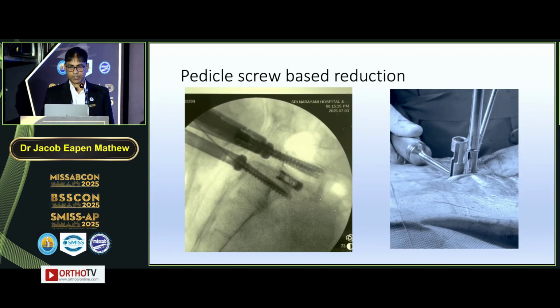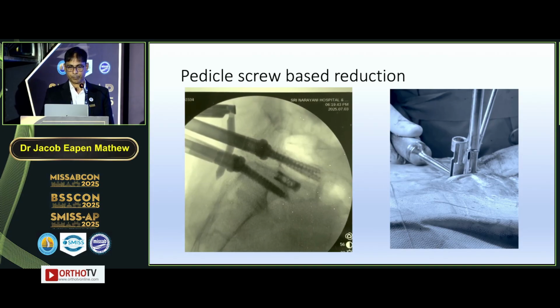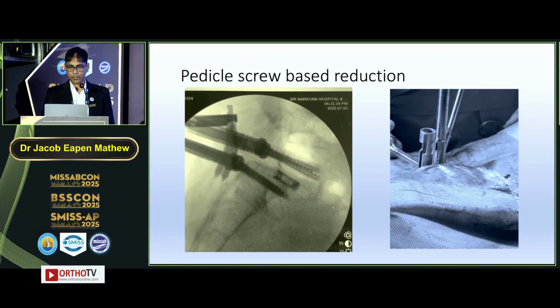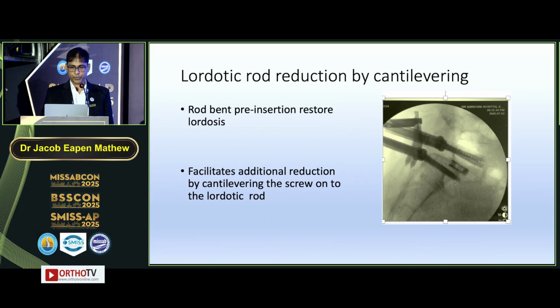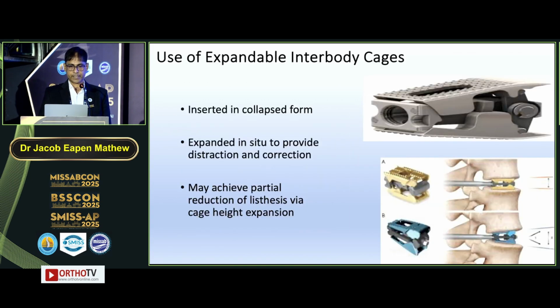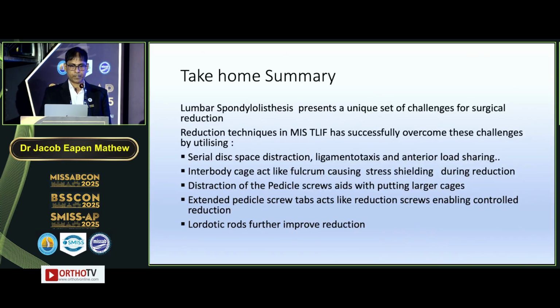This is another video where you are putting in a lordotic rod, and putting in a lordotic rod actually improves the reduction by utilizing the mechanism of a cantilever. You have that much more space by which you can reduce the screw onto the rod. So that's the end result. You can also use expandable interbody cages to expand the disc height.